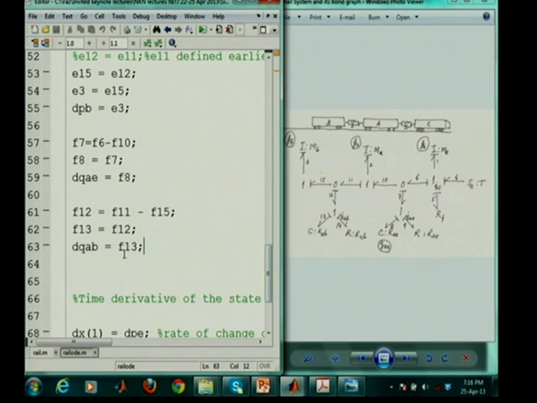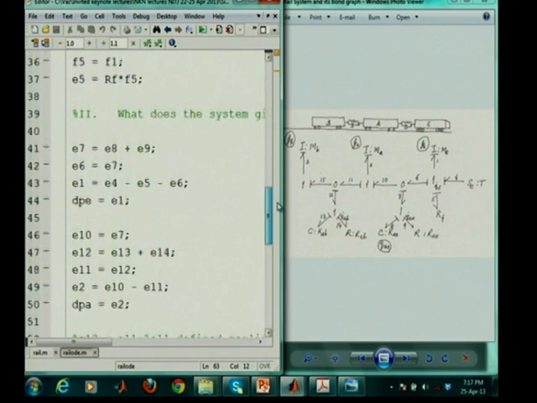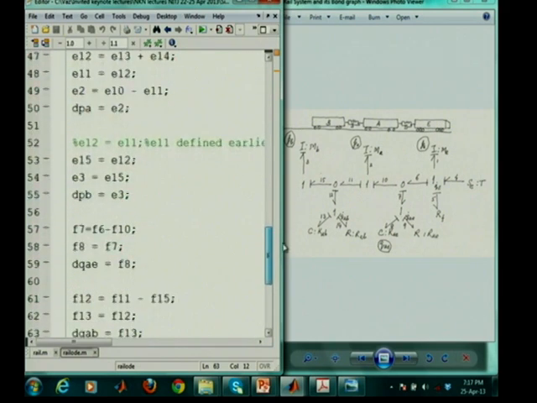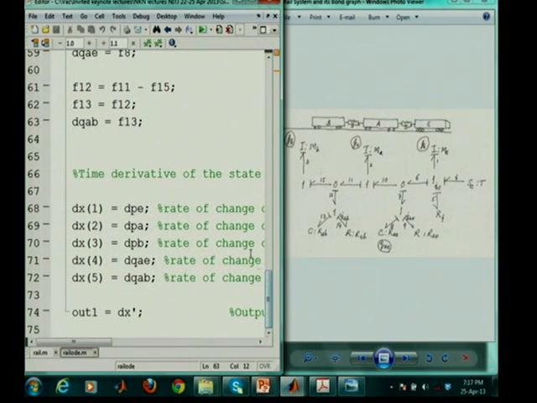Then you have QAB, flow 13. Flow 13 is equal to flow 12. So flow 13 comes from flow 12. Flow 12 is equal to flow 11 minus flow 15. Both flow 11 and flow 15 have been defined earlier, as flow 2 and flow 3, on lines 31 and 32. Done. So we have got all the derivatives of the states, and we can arrange them again in the same order in which they occur, and we provide a transpose of this.